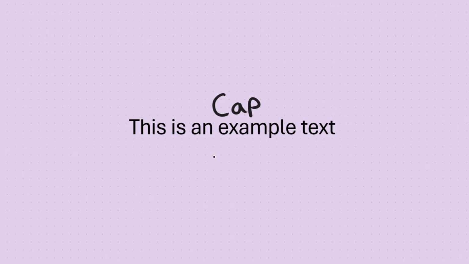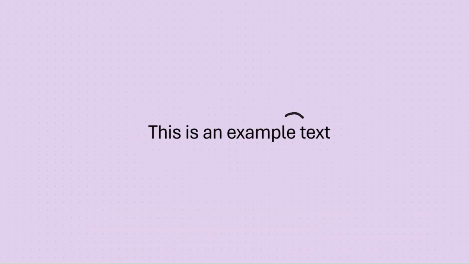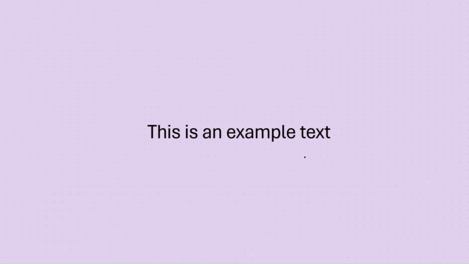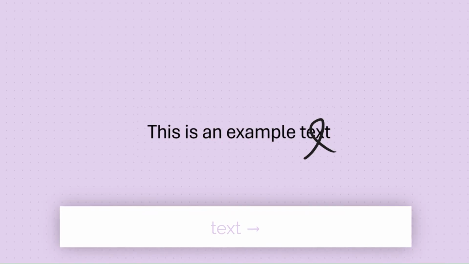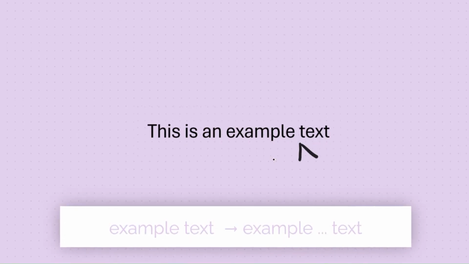Capitalize. If you see 3 lines under a letter, that means it should be retyped in uppercase. Close up. A curved line between words means they should be joined together. Delete. A simple loop line crossing out a letter or word means remove it. Insert. A caret points out where something is missing, whether it's a letter, word, or punctuation.